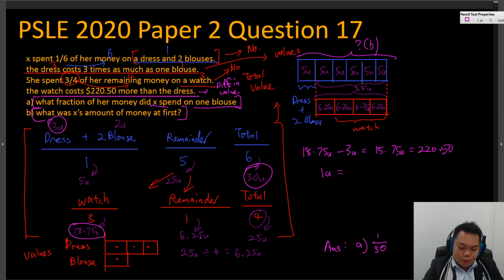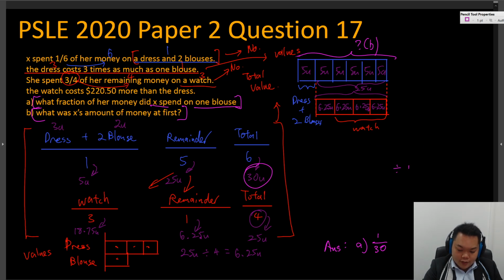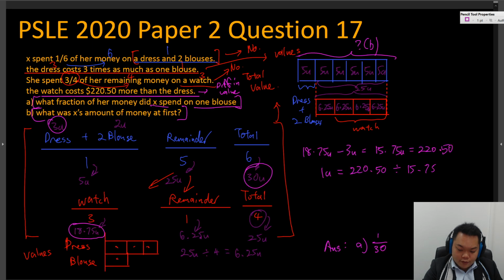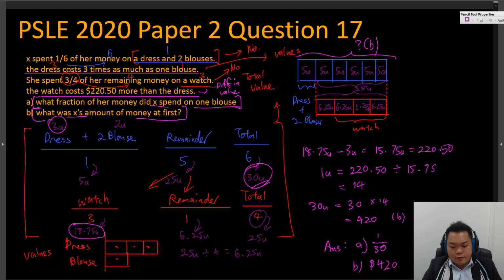So 1 unit will just be 220.5 divided by 15.75. So that will give you 14. What was X amount of money at first? X amount of money at first is this 30 units here. So 30 units would just be 30 times 14. Give you 420. So the answer for part B will be $420.